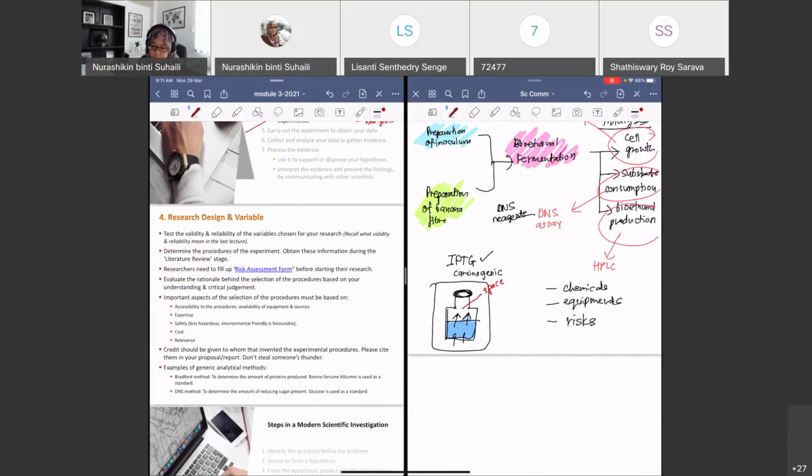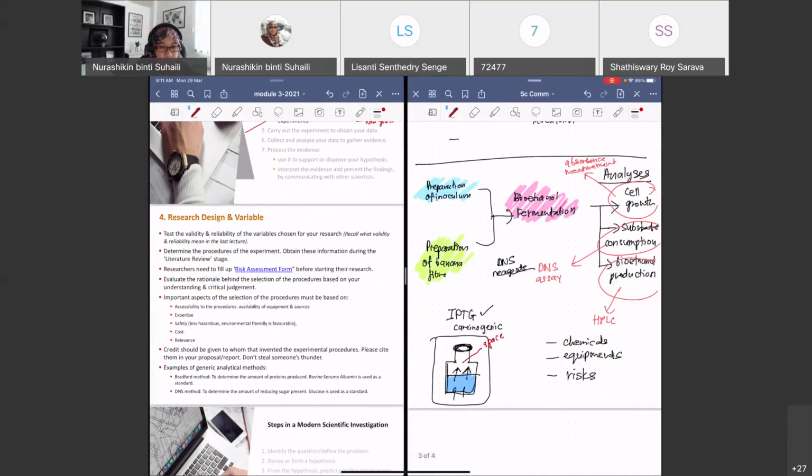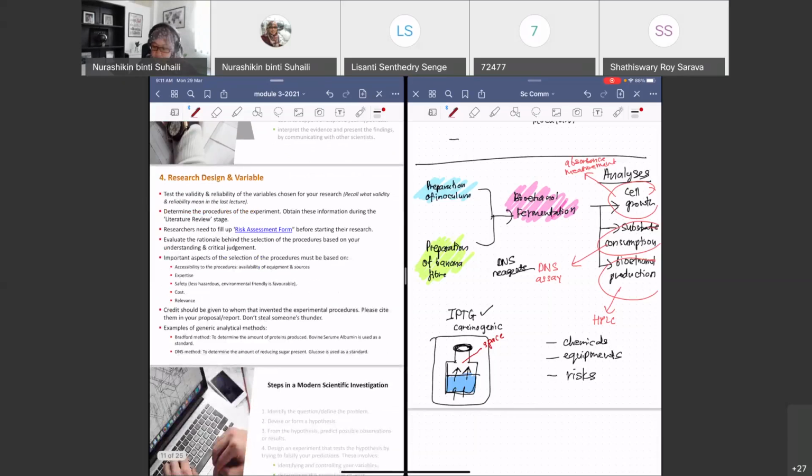Right. So I mentioned the procedure now. Let me just take some of the points in the slide. Risk assessment, yes. Selection of the procedure. I've talked about accessibility, expertise, and safety, whether it's hazardous or not. In terms of the methods, I forgot to mention that you want to know the methods used for absorbance measurement. Absorbance measurement is quite common. Some of the methods may be the DNS assay or the Bradford assay.